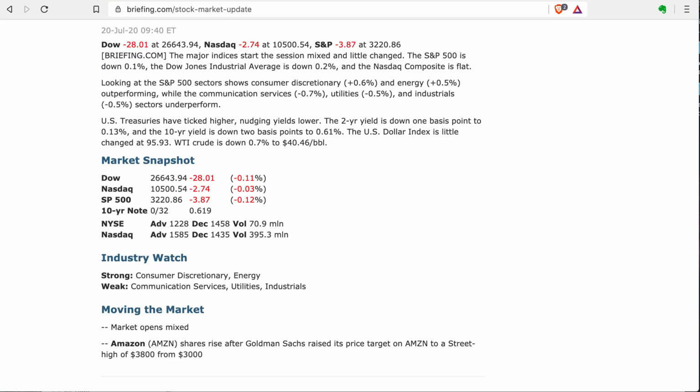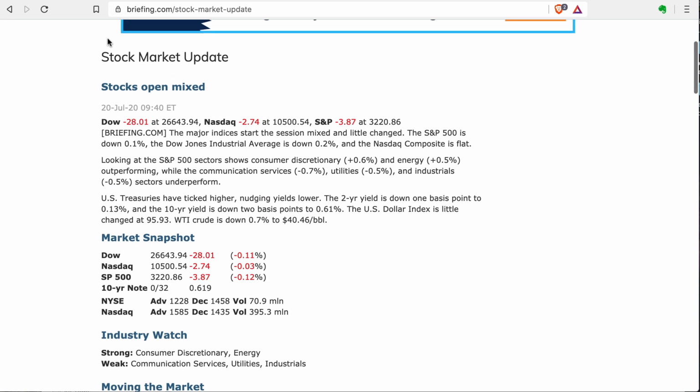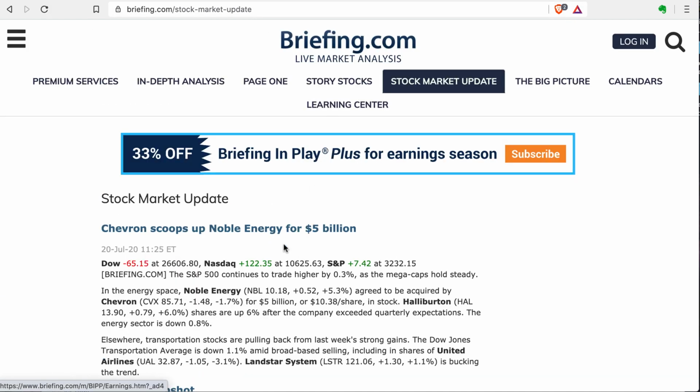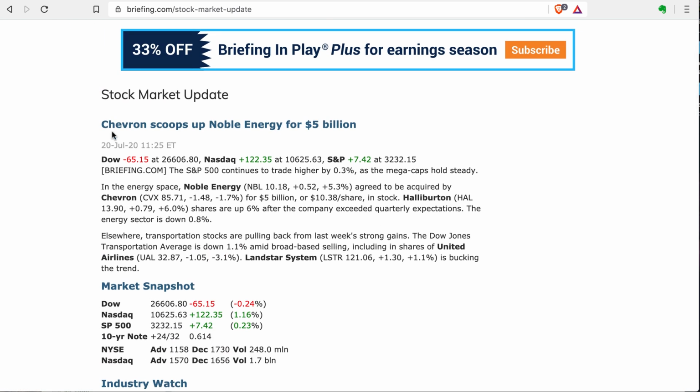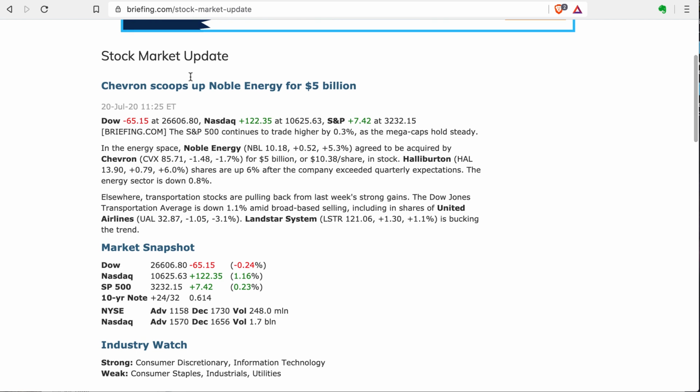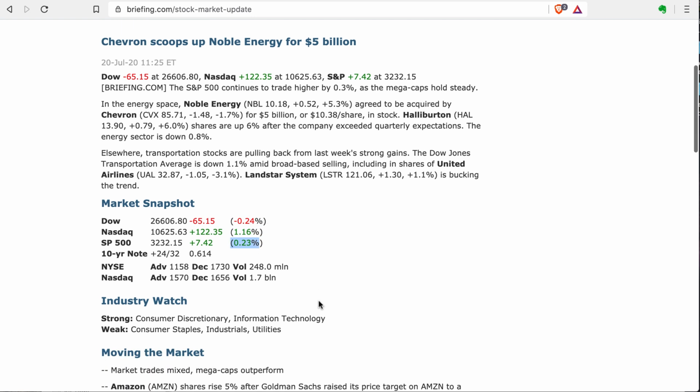But before we go there, let's look at what's going on in the market. A little bit of news. So, stock market update. What do we see? I just refreshed it. I always scroll down and look at the headlines. Chevron scoops up Noble Energy for 5 billion. Doesn't tell me much. I look at the digits mostly. Dow down, Nasdaq very strong, S&P strong, but not as much as Nasdaq. So technology is up. Dow is a little bit down, and S&P is a little bit up too.